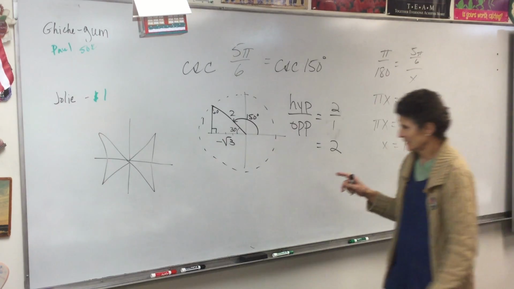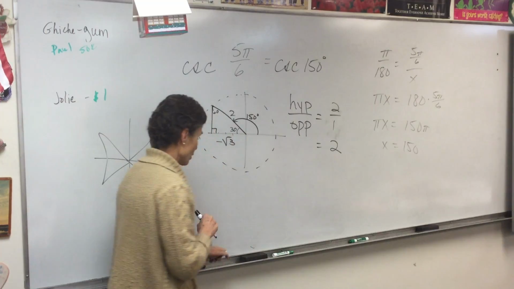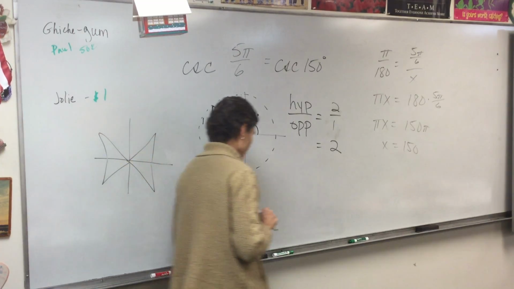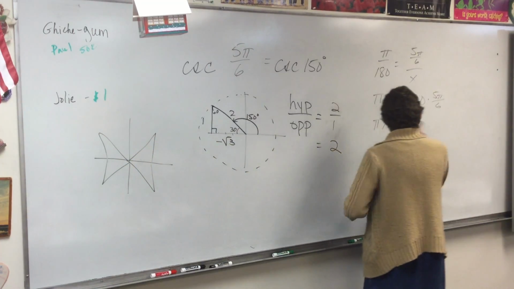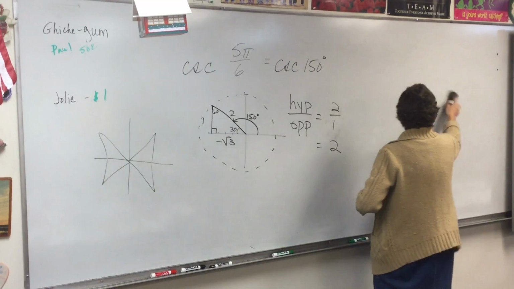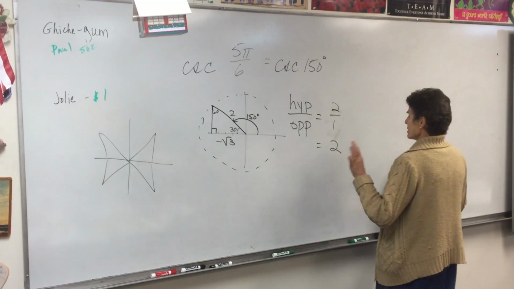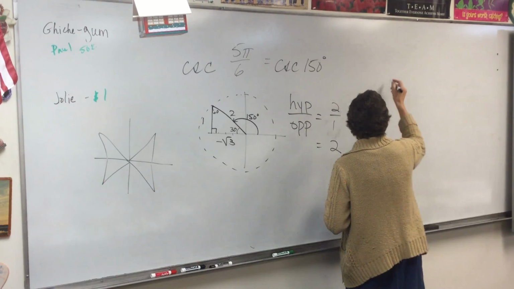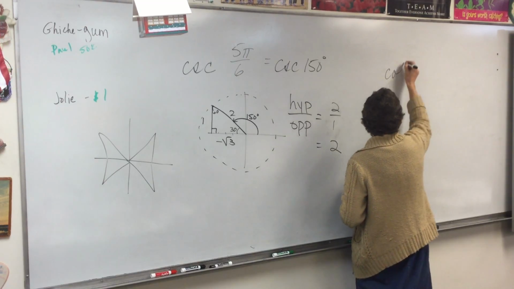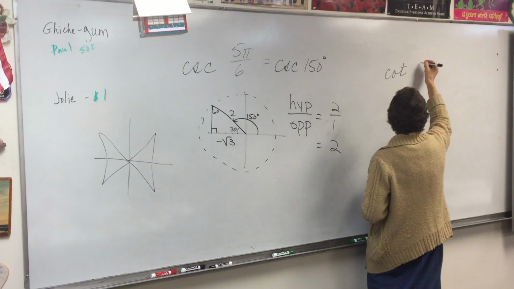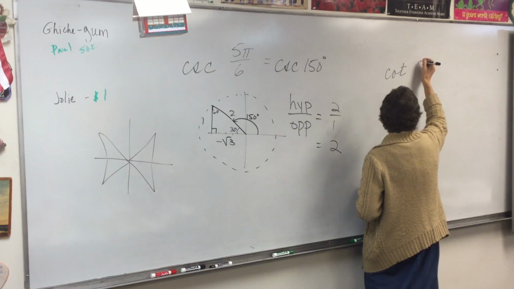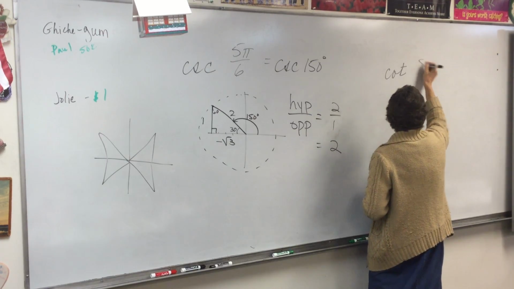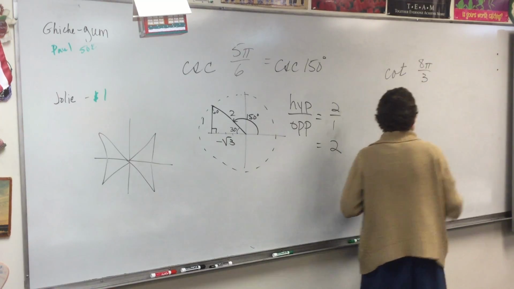There is one little aspect of these problems, though, that we need to talk about. Because everything's been perfect so far. Let's do one more just to make sure we got this under control. And then I want to show you one little issue we might have. Let's do a cotangent of, how about 8 pi over 3.